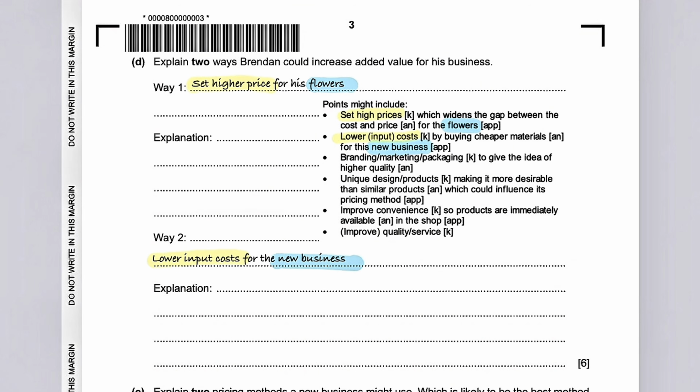Now, if you have a look at the mark scheme here, it says points might include set higher prices, which gives me the knowledge mark. And because I mentioned flowers, I get the application mark. Same for way 2, lower input costs, the knowledge mark, and new business, the application mark. So for the D question, I am able to get 4 out of 6 in 13 words.